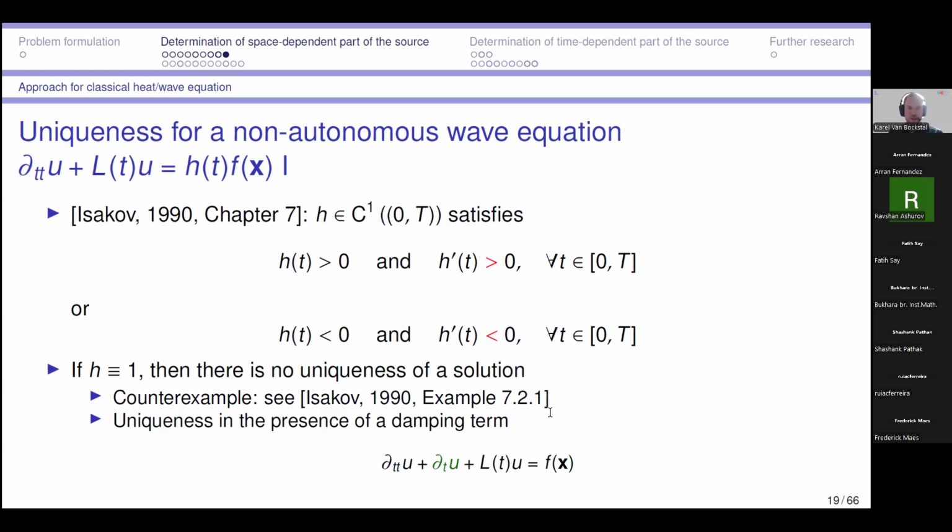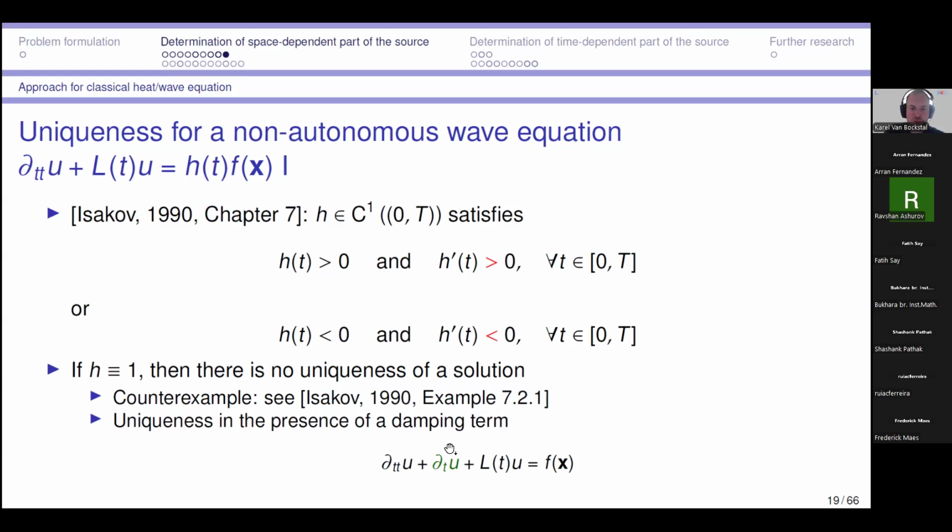Then briefly about the wave equation, then I will go to the fractional equations. For the wave equation, Isakov showed that there is uniqueness if both h and its derivative are strictly positive or strictly negative. If h is equal to 1, there is no uniqueness of the solution. There's a counterexample in the book.